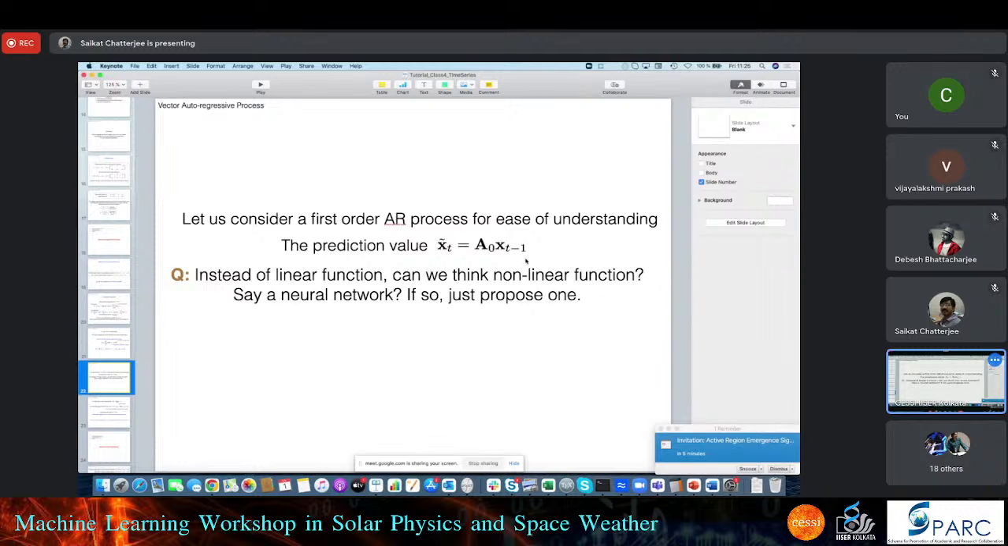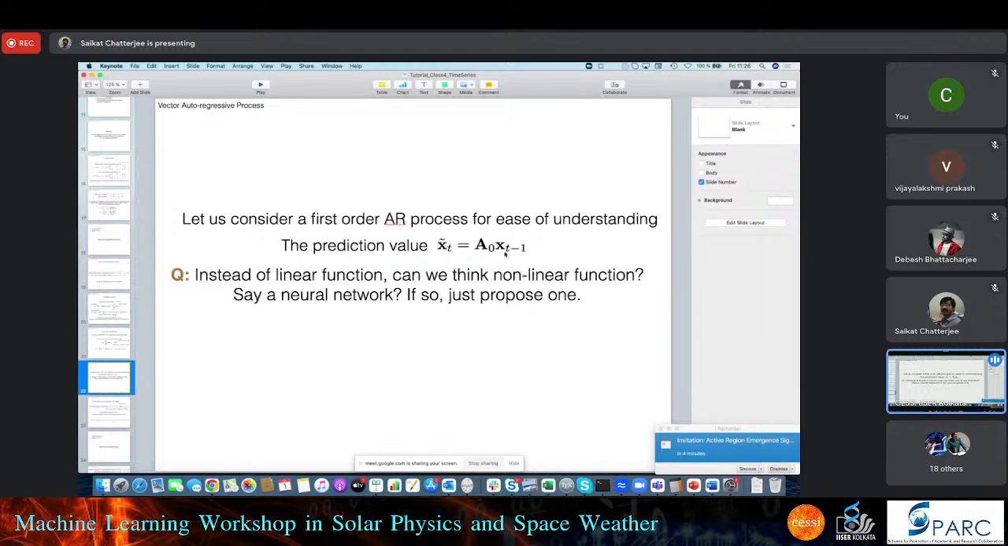But can I think of a nonlinear function? For example, I get my xt minus 1 to predict my xt. Can I think of this function that I'm generating? Here I have a linear function f theta, but can I have a nonlinear function, for example, a neural network or something? Is it okay? So I left a question, say a neural network. So just propose one. You can think of many different kinds of functions as you want.